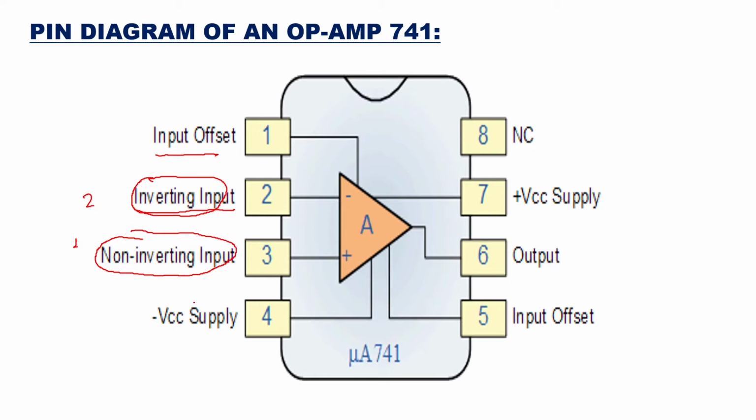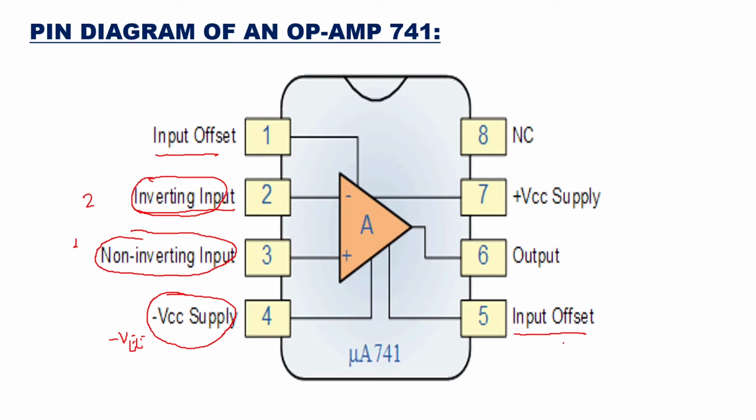Then at pin number 4, you have the minus VCC supply, which is also called minus VEE. This will be around minus 12. Then the fifth pin will be your input offset. So pin number 1 and pin number 5, you are going to connect a potentiometer, and you will see that the output voltage is 0 for no input voltage.